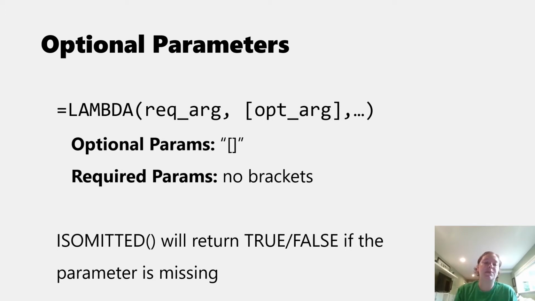We've also created a supporting function called ISOMITTED that you can use in the calculation portion to get a TRUE or FALSE if that parameter is missing. That'll help you to create custom logic where you can perhaps return an error if something is missing, or you can use it to determine if you want to change your calculation.